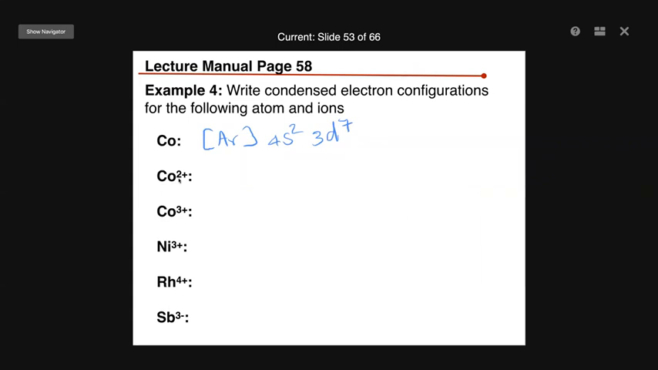So if it becomes 2 plus, this indicates it's lost 2 electrons. Therefore, which one are we going to withdraw electrons from? Is it going to come from the 3d7, or is it going to come out from the 2 in the 4s, right? So is it going to come from 4s2 or 3d7? So you have two choices here.